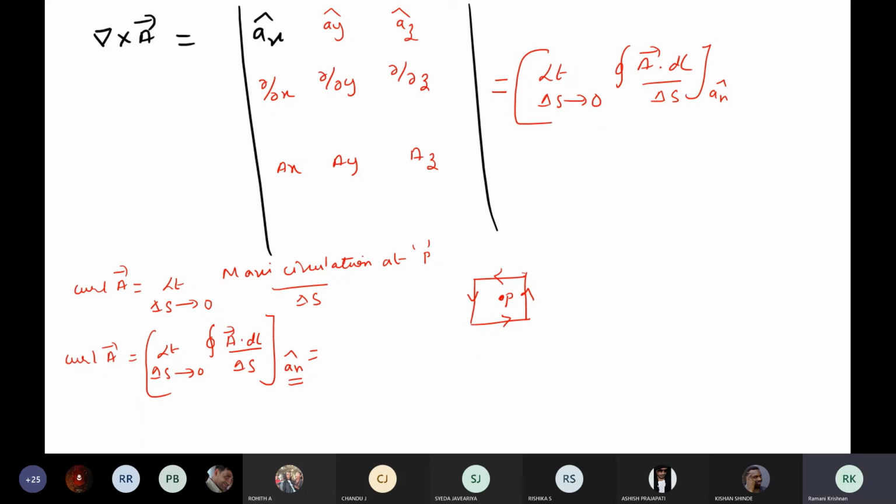In general, divergence means how the field is diverging or converging at a given point. Curl means how the field is rotating about a given boundary. It has direction, so we have to use this unit vector also. Okay, students, so now let me check.